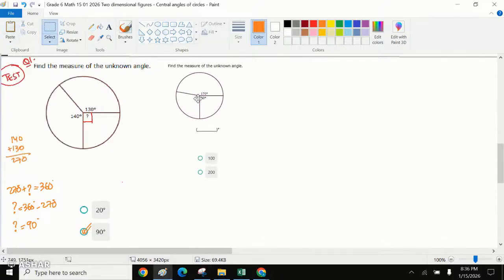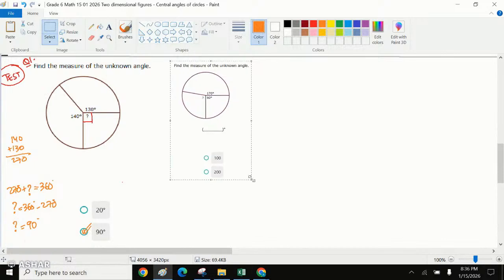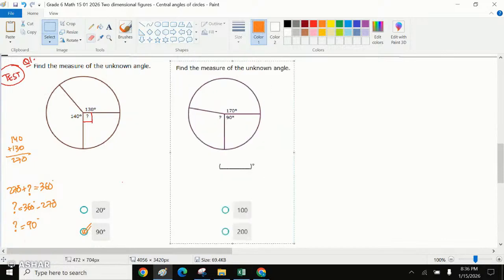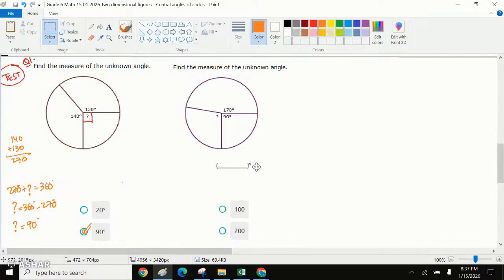So moving on to the next question. Question number 2. They're saying, okay, question number 2 says, find the missing angle.